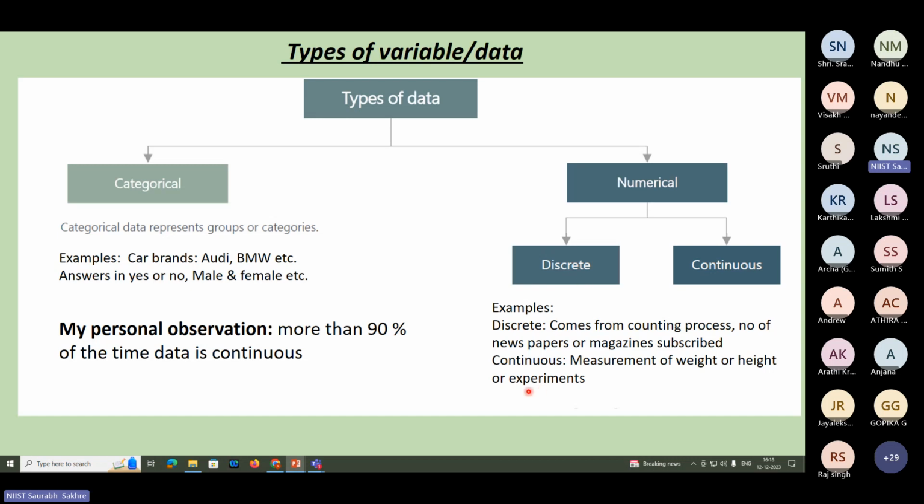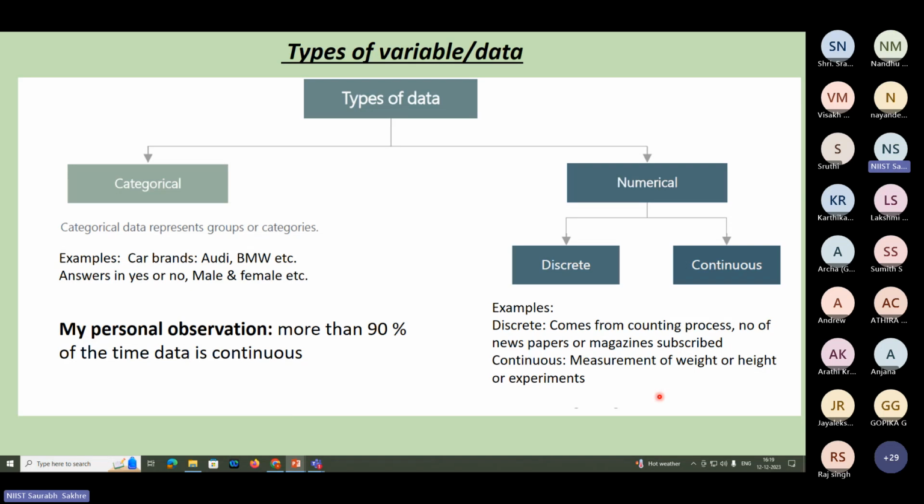Then continuous. What does continuous mean? It is like measurement of weight or height or an experiment. Suppose I am measuring my weight. It can be 75.1, 75.115, 75.2, 75.3. If I go to the fourth or fifth decimal, there also it can take values. That kind of data is known as continuous data. Whenever you are doing experiments, your number of experiments may be discrete, but in that, you are generating continuous data. And when you know what type of data you are generating, it will be easy for you to apply statistics. I hope it is clear to you.